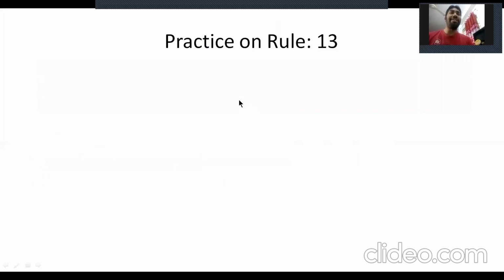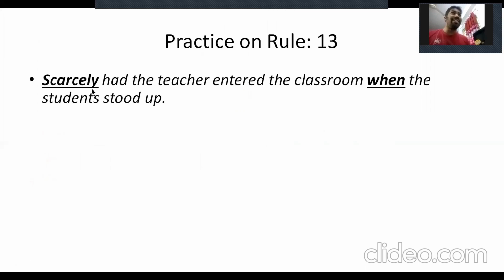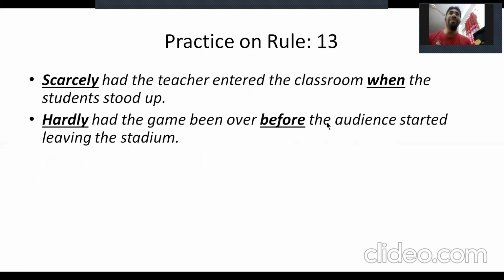Now, some practices for you to be done at home based on Rule 13. The first one is in complex form. You need to make this sentence simple and compound. The second one, hardly had the game been over before the audience started leaving the stadium. This one is in complex. You need to make this sentence simple and compound.